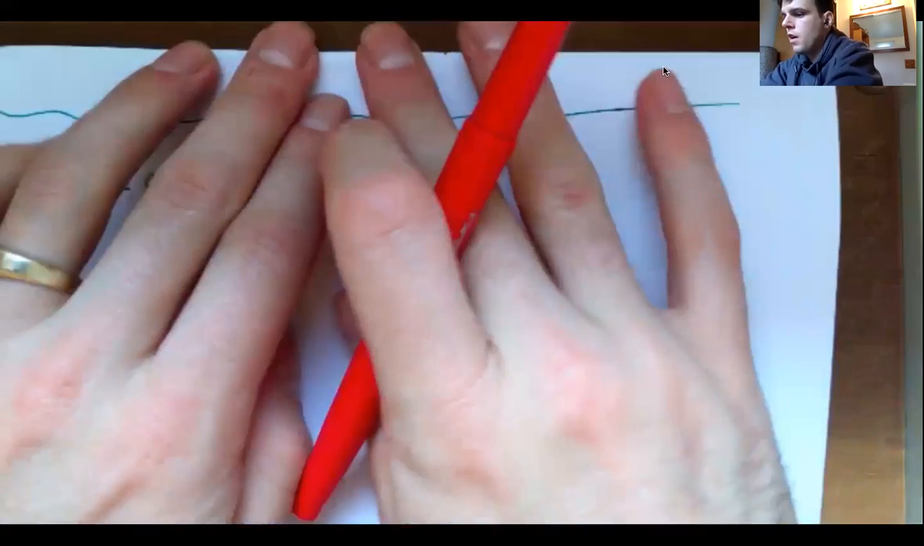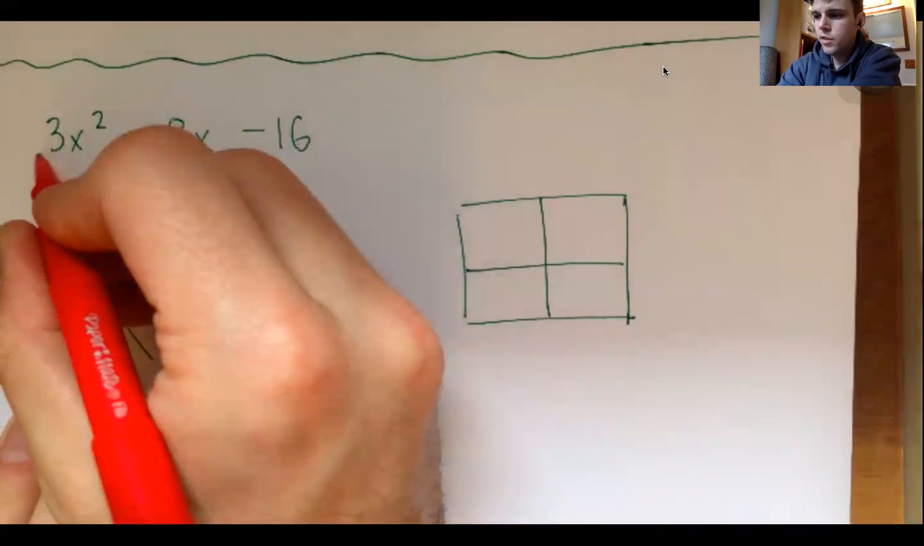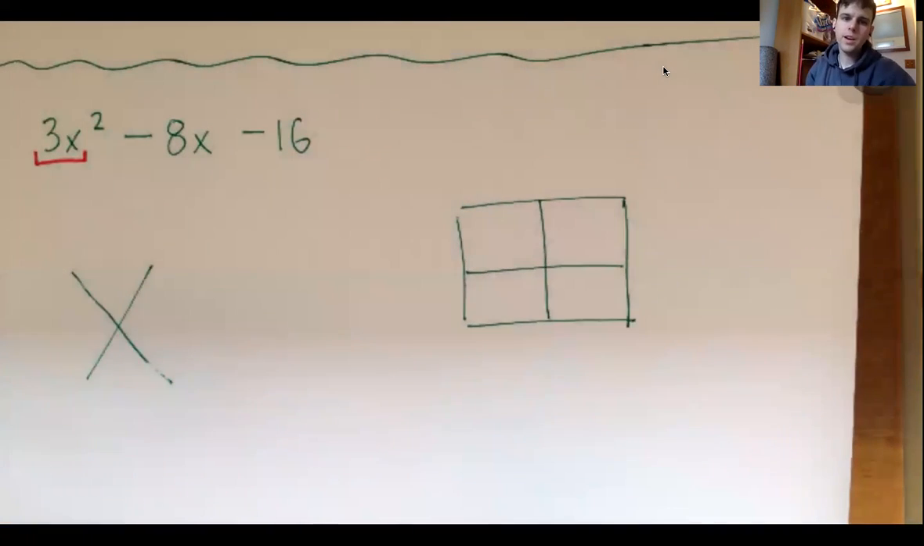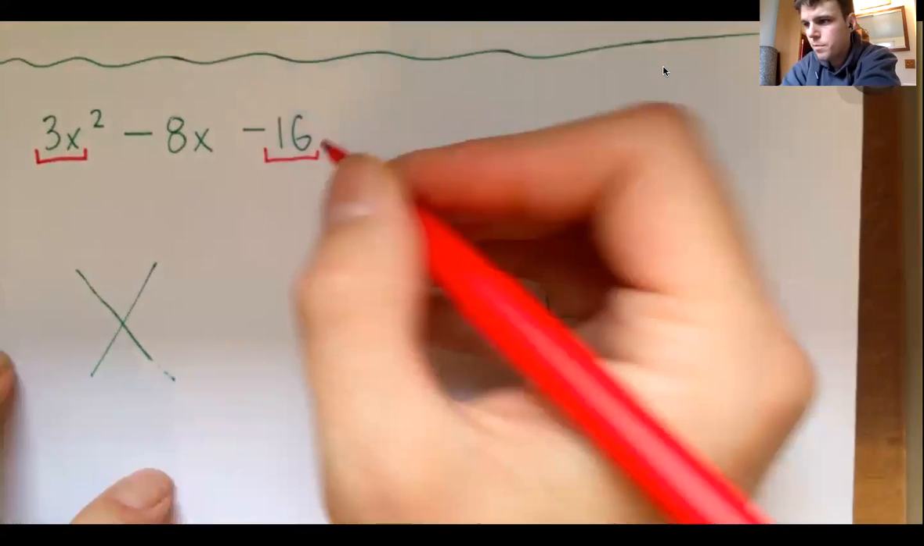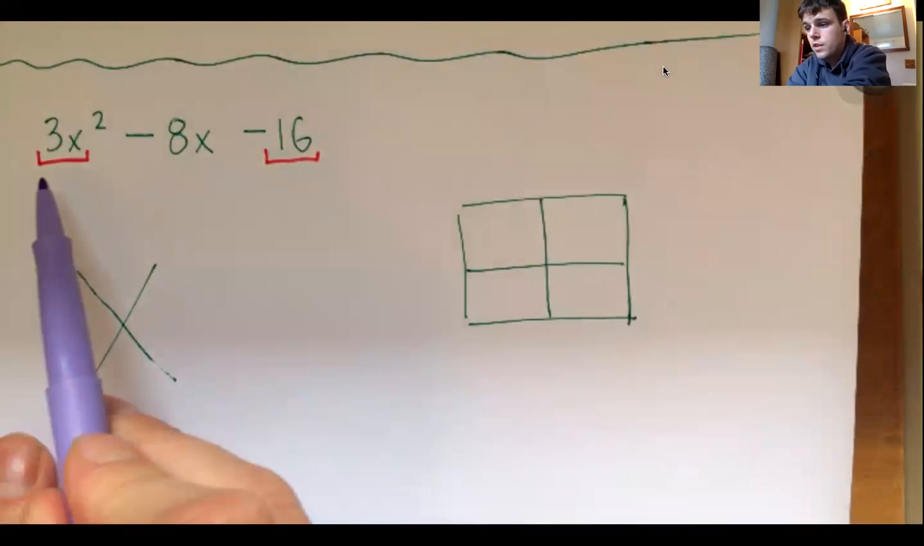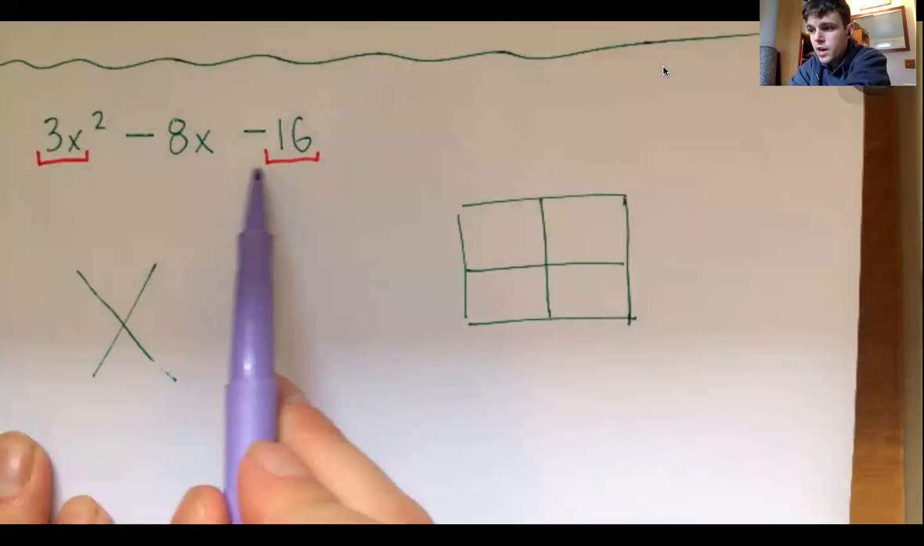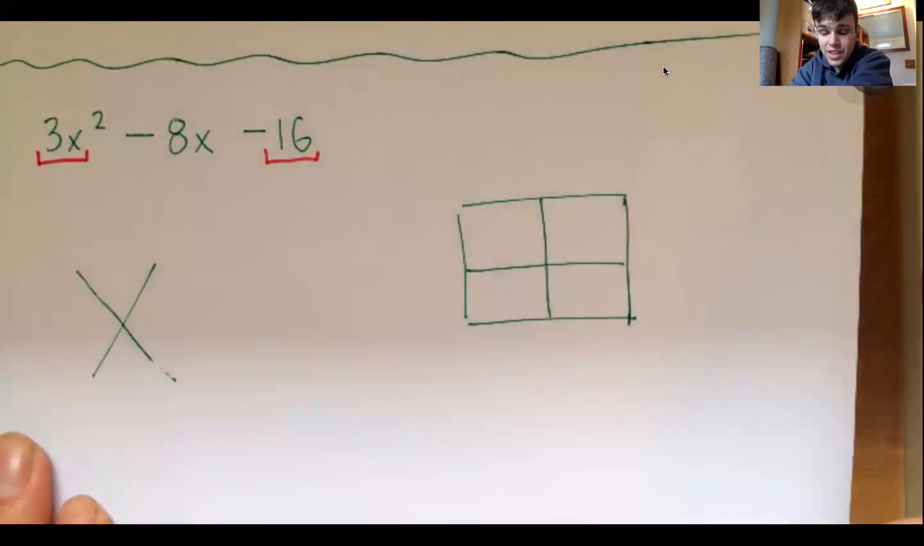The main reason I know it's more complicated is this first term, 3x squared. Anytime we have a number in front of x squared, that is going to make it a lot more challenging. Depending on what it is, it could be very challenging. All right, so setting up our x problem, we have 3x squared times negative 16.